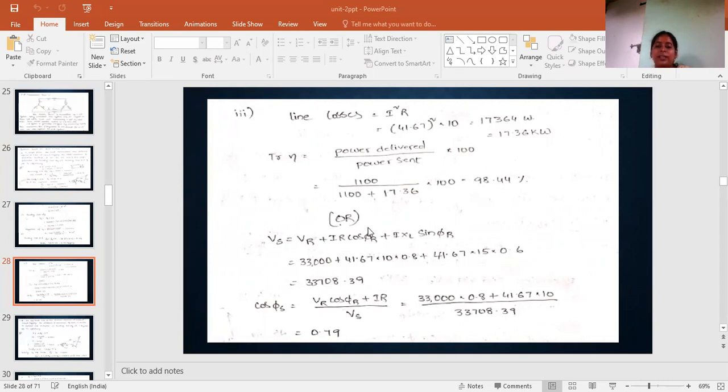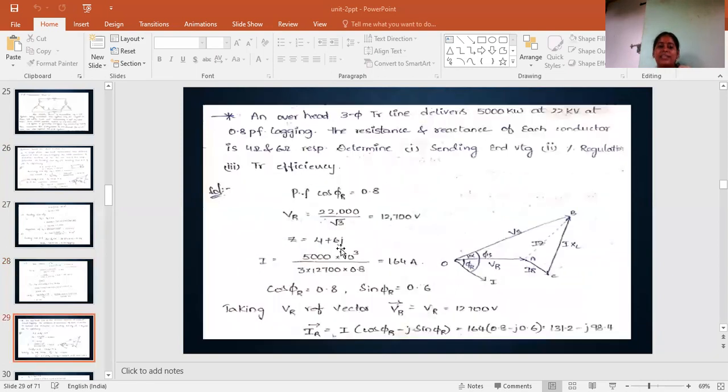This problem can be done in another way. We know that in the short transmission line we use two formulas: Vs equal to Vr plus Ir into cos phi r plus I Xl into sin phi r, and for the power factor, cos phi s equal to Vr cos phi r plus Ir by Vs. The values Vr, I, cos phi r and I Xl sin phi r are already known. So we can substitute the values and directly find the sending end voltage and the power factor also.